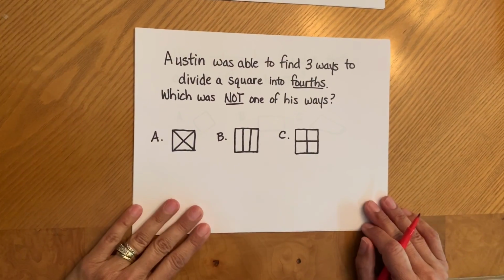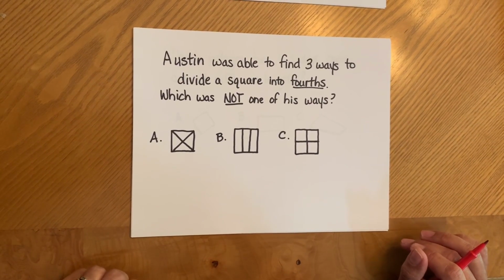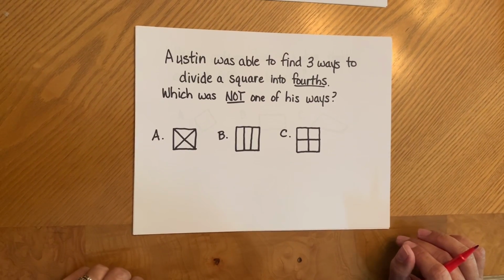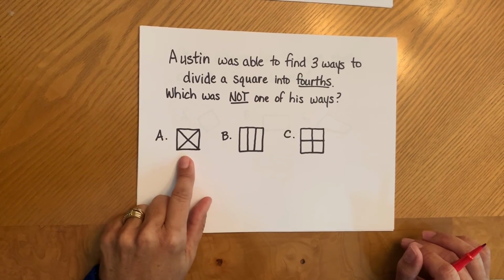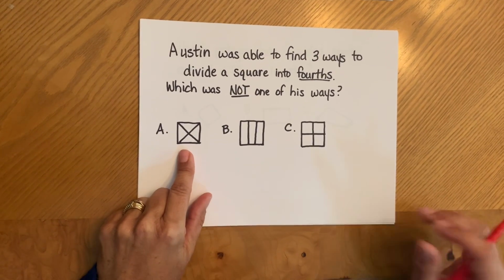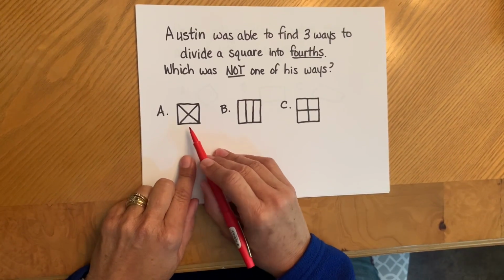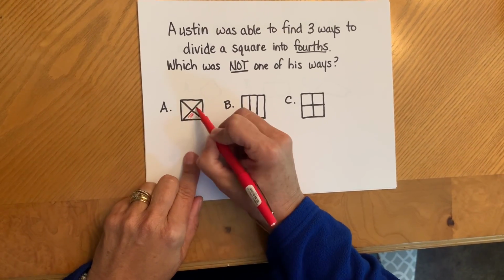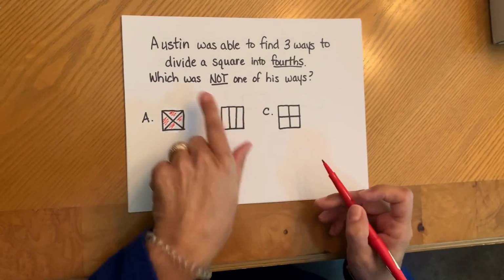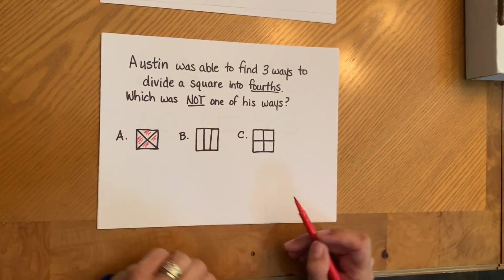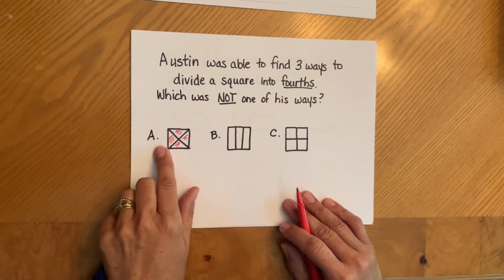Austin was able to find 3 ways to divide a square into fourths. Which was not one of his ways? If you look at A, how many shares are in shape A? 1, 2, 3, 4 equal shares. It says it was not one of his ways. Okay, so that would have been one of his ways, so we're not going to pick A.